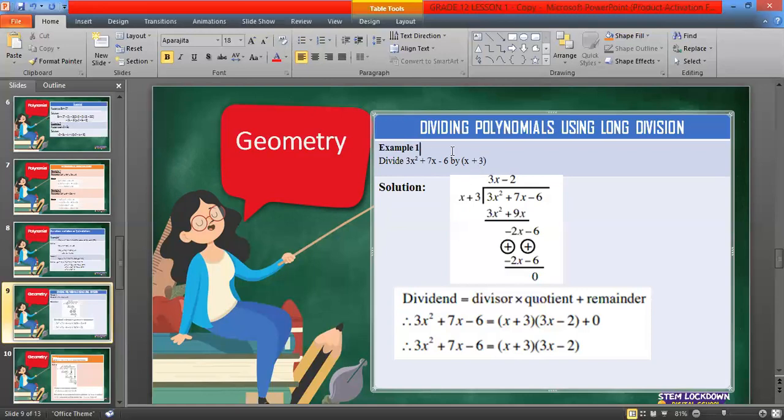Now, going back to this: divide 3x squared plus 7x minus 6 by x plus 3. So what do we do? We just follow these steps here. You put your polynomial, or your dividend, under the root like that. Usually there are several ways of doing this.